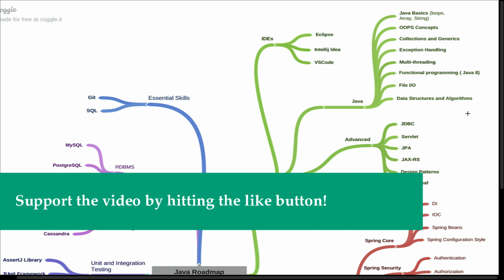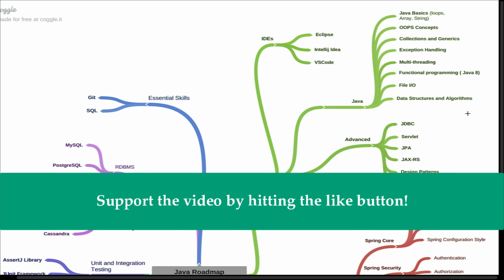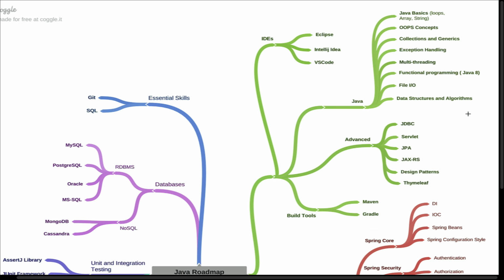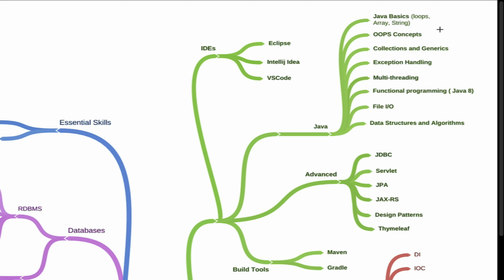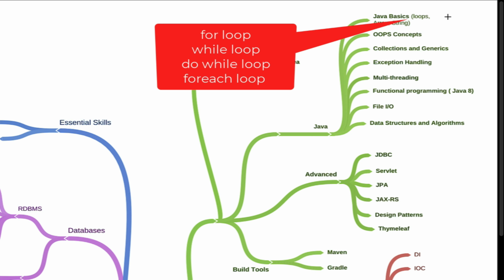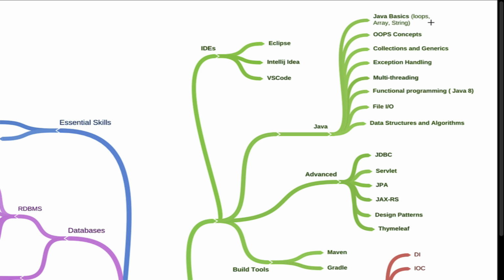Whenever you learn any programming language, you should know the syntax of that programming language, isn't it? Similarly, if you want to learn Java, you should know the syntax of Java first. Just familiarize yourself with the syntax of Java and then go ahead and learn Java basics like primitive data types and loops. In loops you can learn for loop, while, do while, and for each loop. Get familiar with all these loops and then learn arrays and then strings. So go ahead and learn all the Java basics first.